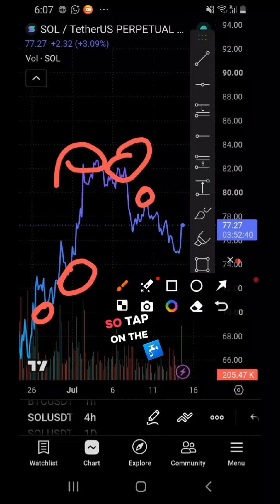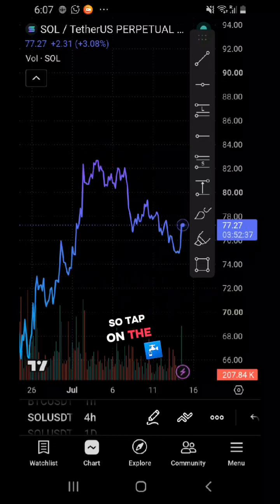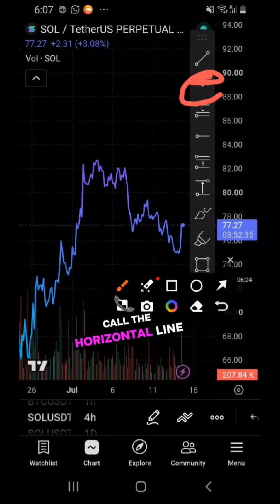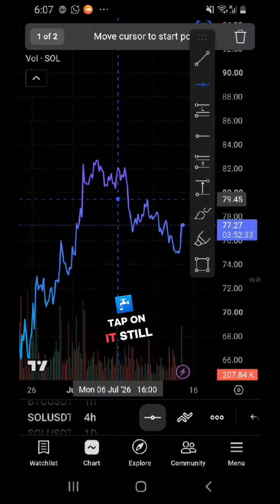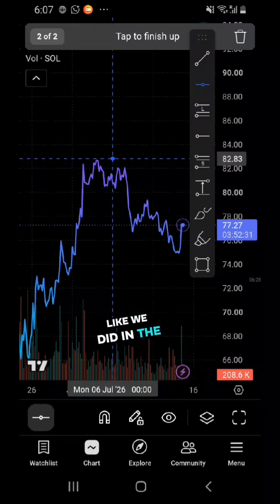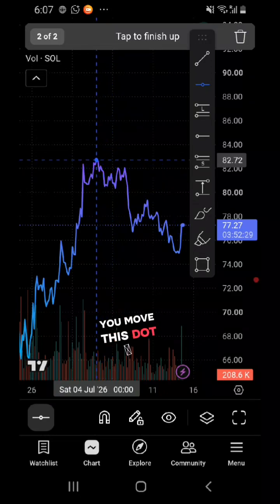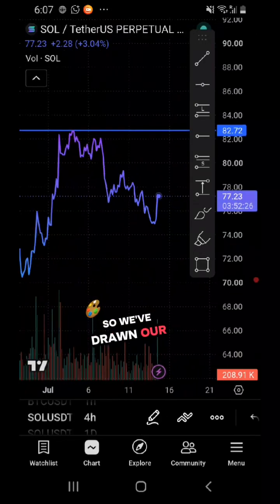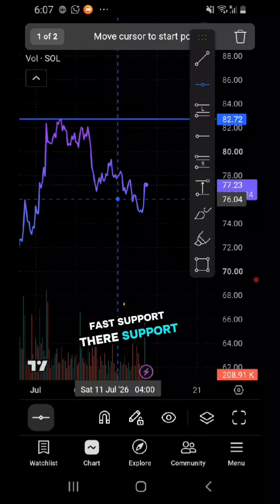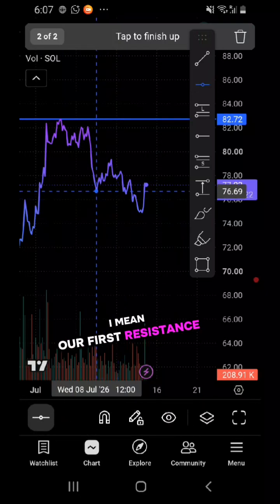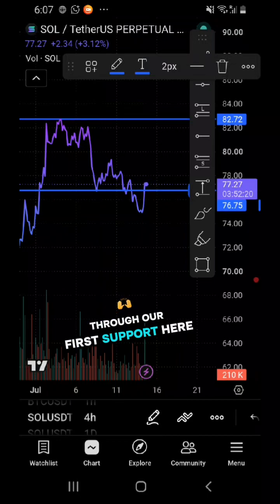So tap on this, what we call the horizontal line. Still like we did in the trend line, you move this dot and put it where I want to draw. So we've drawn our first support there. Our first resistance. So we are going to draw our first support here.